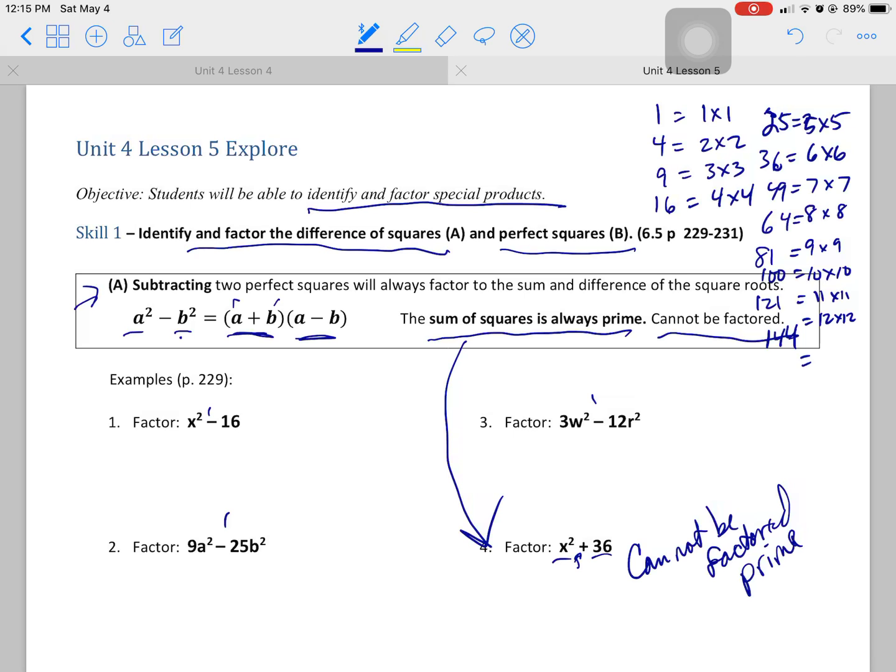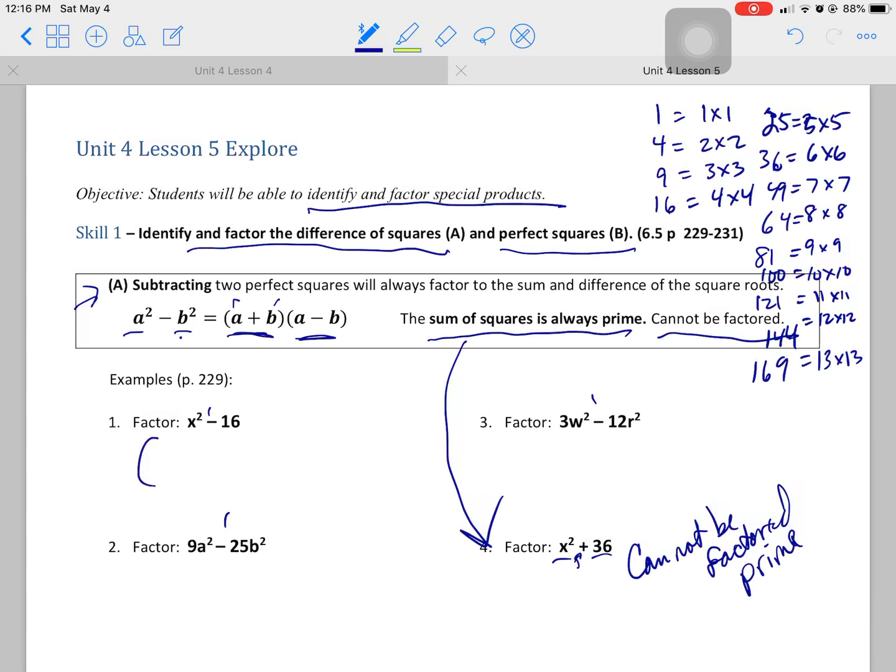144. 13 times 13. So this is usually how far you need to know up to, but you don't need to know. You can get out your calculator and put 144 in and do the square root of, and you'll get a 12. Okay, that'll tell you a whole number. If you get a whole number, that tells you they're perfect squares.